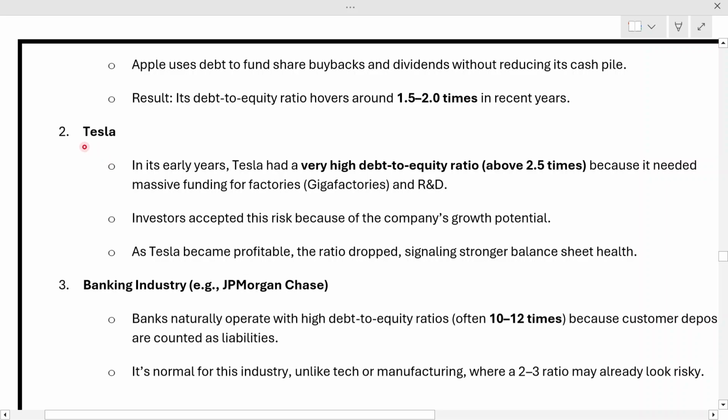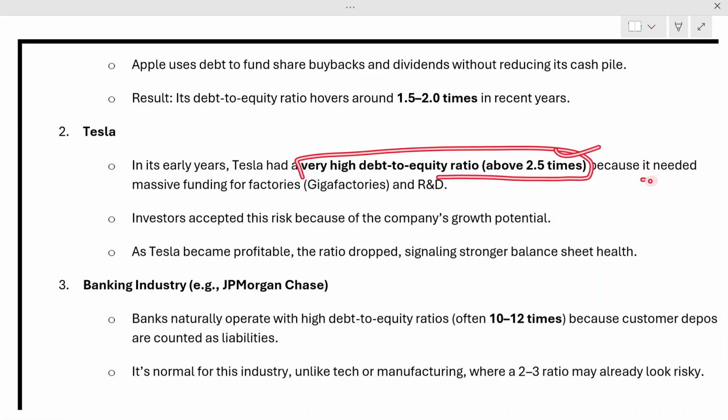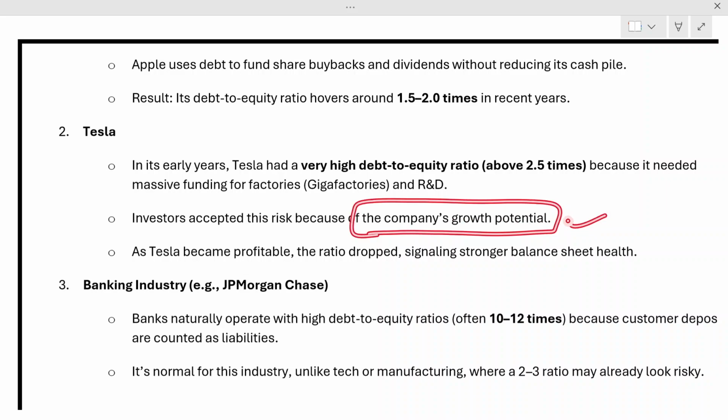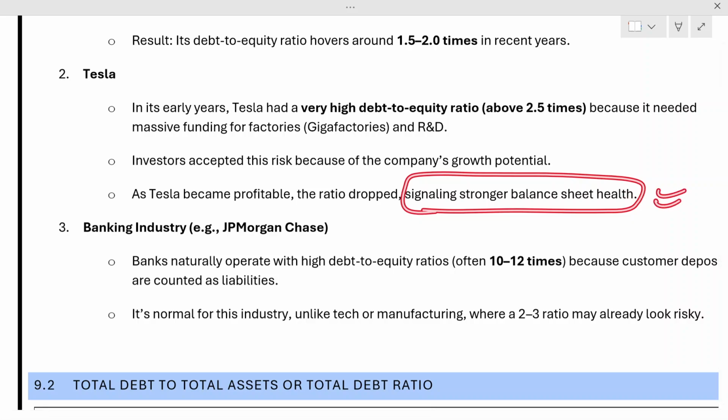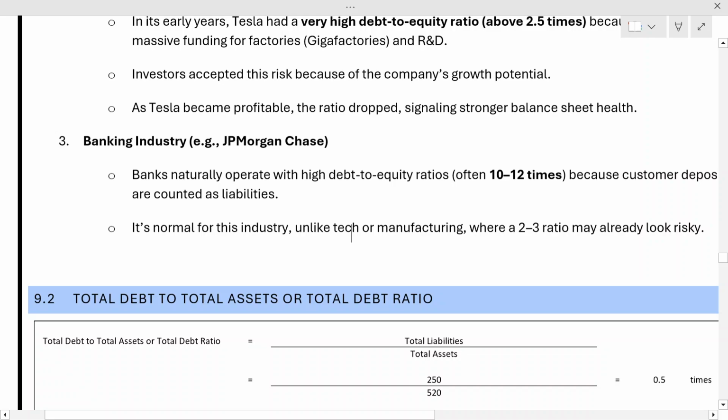If we see Tesla, the company has a very high debt to equity ratio, 2.5 times, because it needed massive funding for factories, gigafactories. So they have taken a lot of debt. Investors accepted this risk because the company has very high growth potential and Tesla is profitable. This ratio dropped and finally they repaid a certain portion of their debt. So that becomes much better.